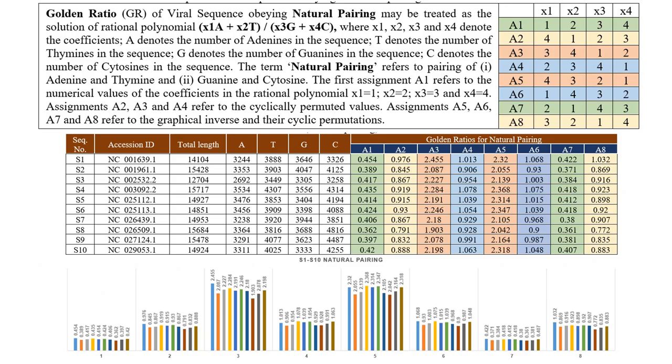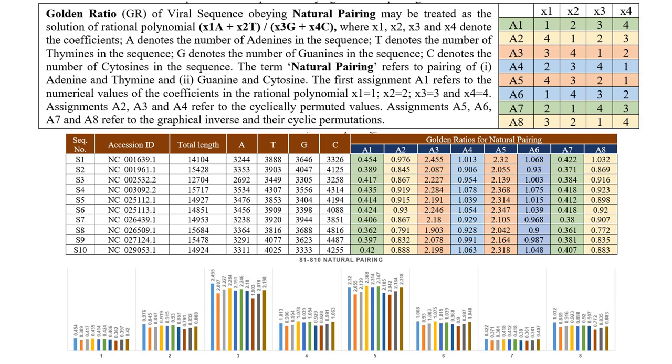The golden ratio of a viral sequence obeying natural pairing could be treated as a solution of the rational polynomial (x1a + x2t) divided by (x3g + x4c), where x1, x2, x3 and x4 denote certain coefficients. We assign values like x1 equal to 1, x2 equal to 2, x3 equal to 3 and x4 equal to 4. We call this assignment A1.